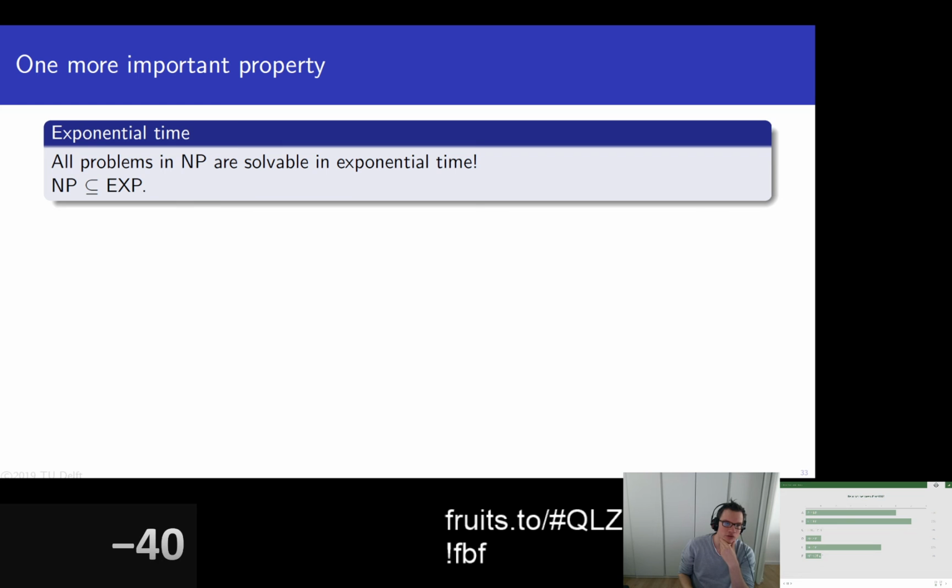Is there something more difficult? Yes. There is the class EXP. EXP is the class of problems that are solvable in exponential time. And NP is a subset of EXP. There's a nice proof for this that I won't bother you with here. It relies on talking about non-deterministic Turing machines. Too complex for this course. But it means that there are problems that are harder than these NP-complete problems.